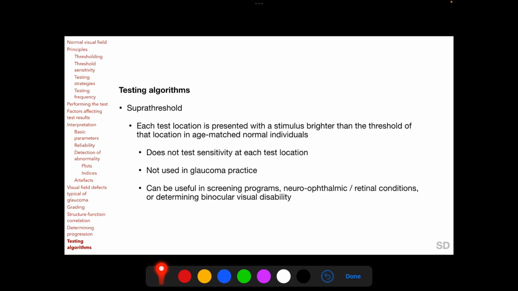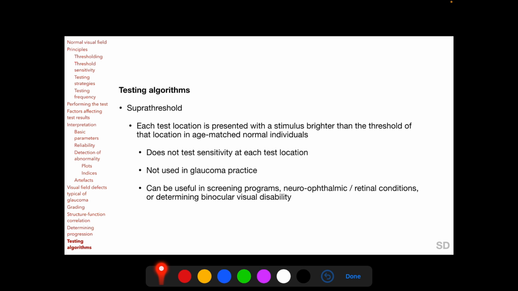I have kept the discussion on the testing algorithms at the very end of this session because it is not very important to know the techniques used by the testing algorithms while we are analyzing the test reports in our routine clinical practice. But still, it is interesting to know the techniques used by these testing algorithms. So you may skip this section without worry.